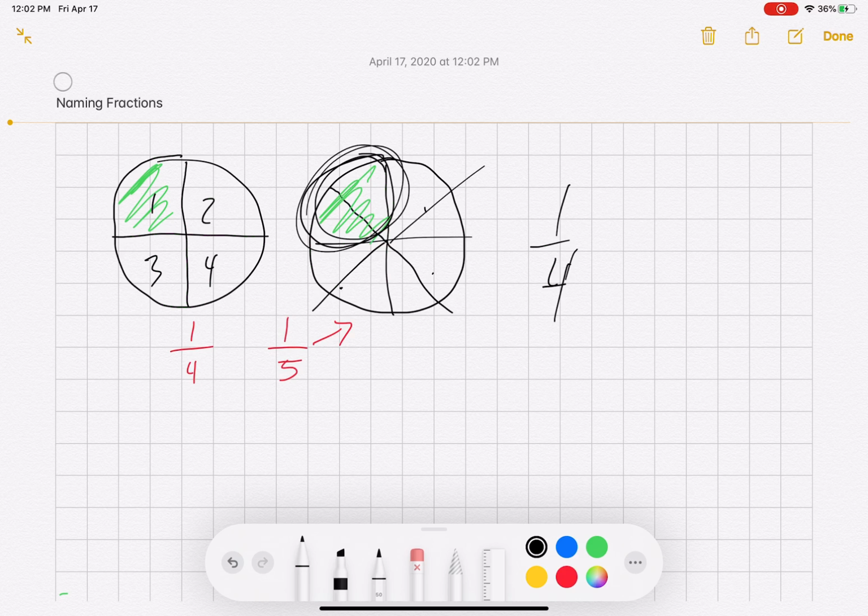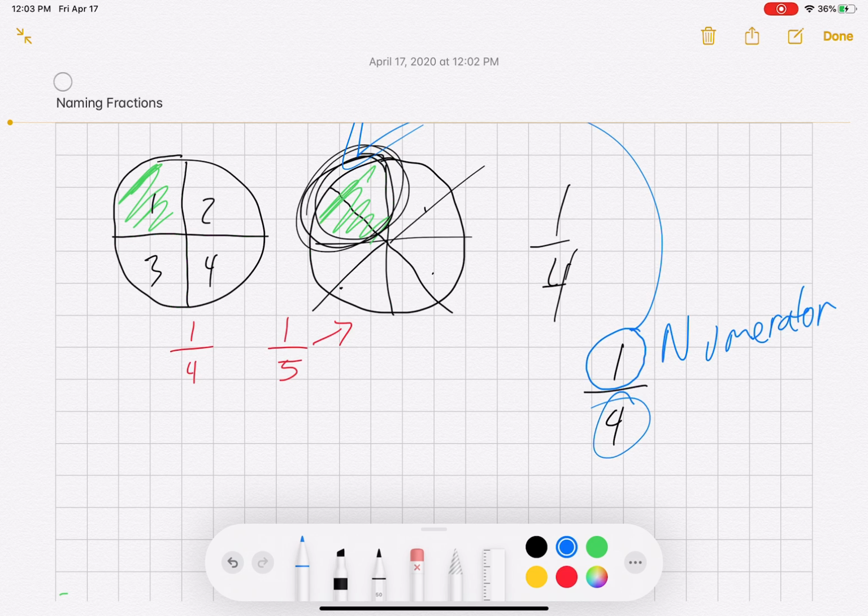So 1 out of 4 sections is shaded. If I'm looking at this fraction, this up here tells us the shaded part, okay? And this is called the numerator. And this down here is called the denominator. And it is how many equal parts there are that we're dealing with.